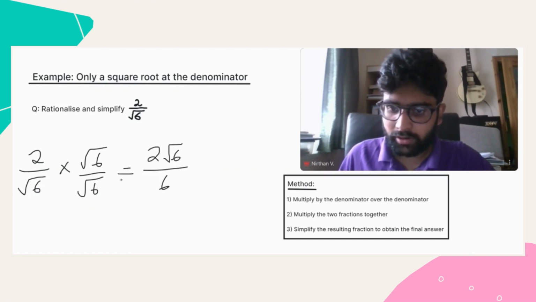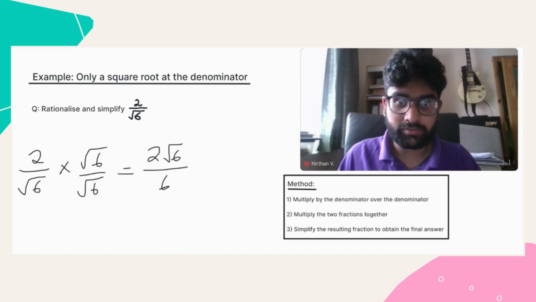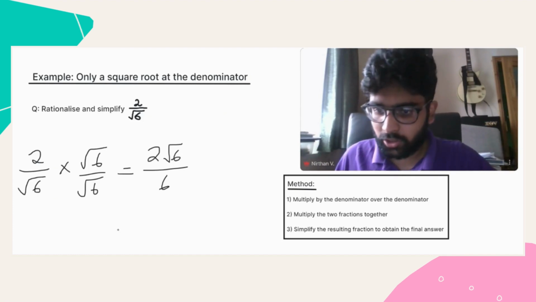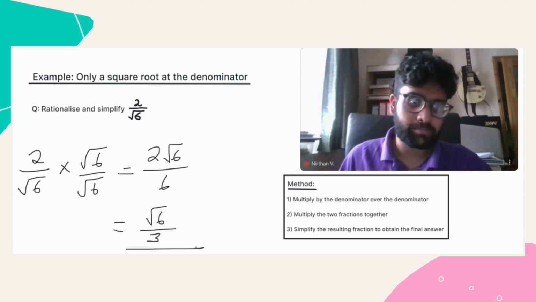6. Now from here, we need to make sure to simplify the fraction as well, because a common mistake is not simplifying the fraction, and that leads to lost marks in exams. So when we do that in this case, we can divide the top and the bottom by 2, and that gives us root 6 over 3, which is our final answer.